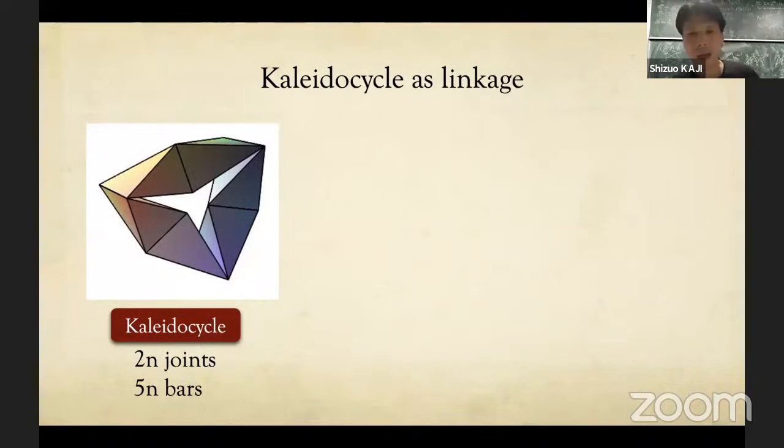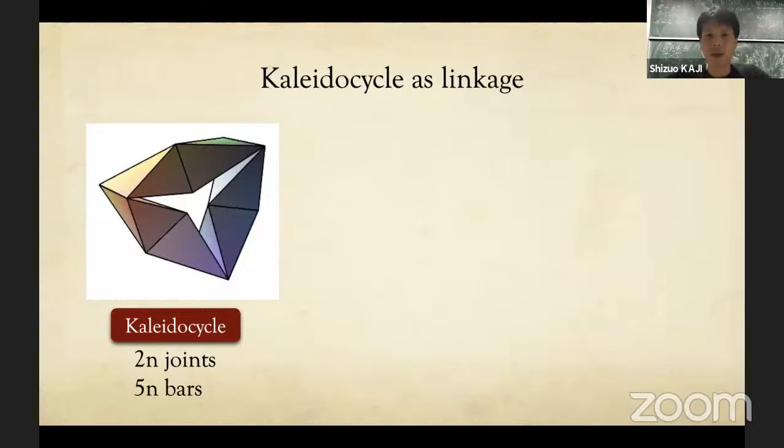Okay, so now how can this Kaleidocycle be considered as a linkage? The simple way is to consider each vertex of these tetrahedra as a joint and each edge as a rigid bar. So you have 2n joints, where n is the number of tetrahedra, and 5n bars.